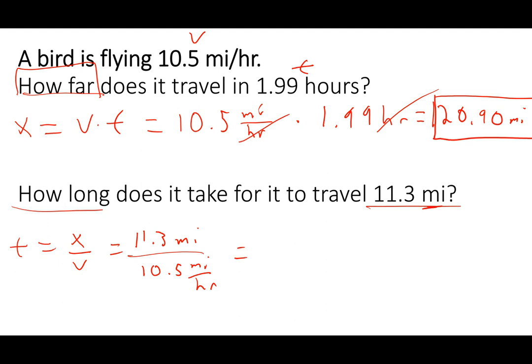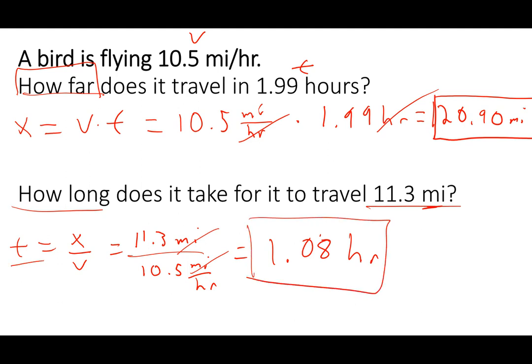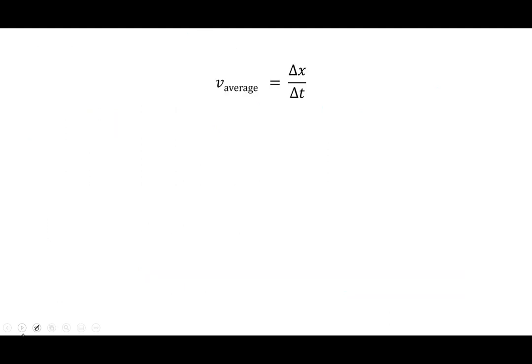If I divide this, 11.3 divided by 10.5, that gives me 1.076 and a bunch of other numbers, but I only look at this number. And so I'm going to round up to 1.08. Miles cancels out. Hours is going to be on top. And that makes sense because it's asking for a time. It's 1.08 hours.